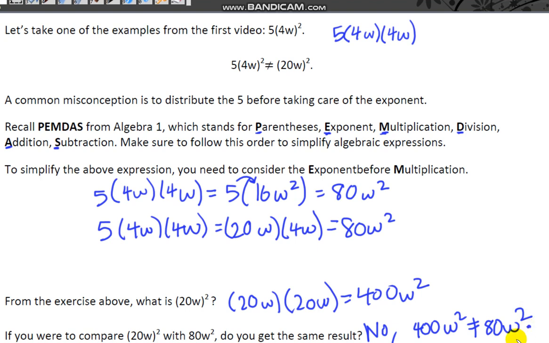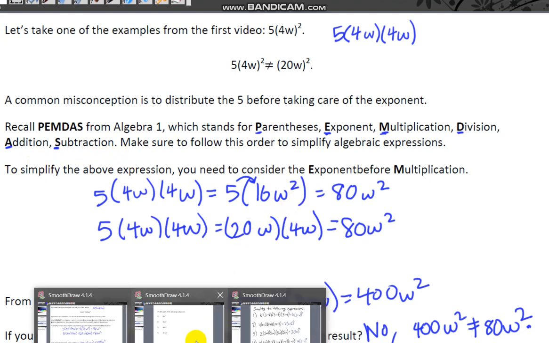Yeah, so the main thing I want to hopefully drill into your brain is that you make sure you do the exponent first before multiplying. Make sure you follow PEMDAS when simplifying.